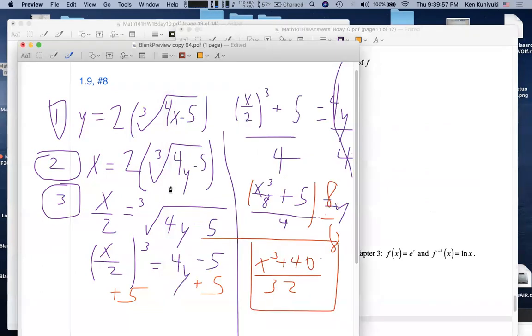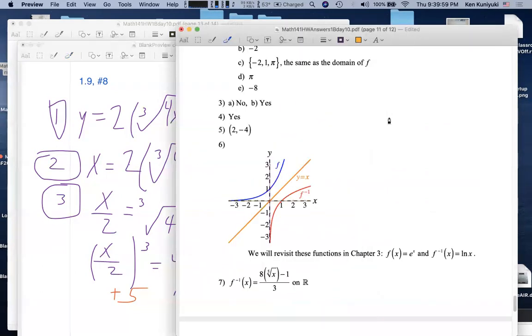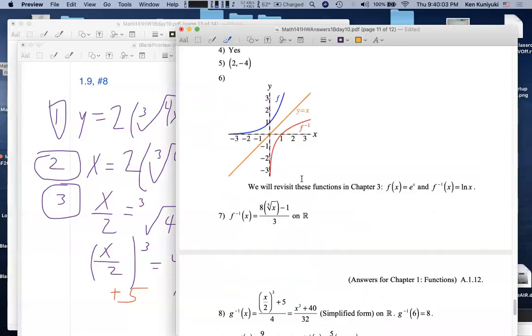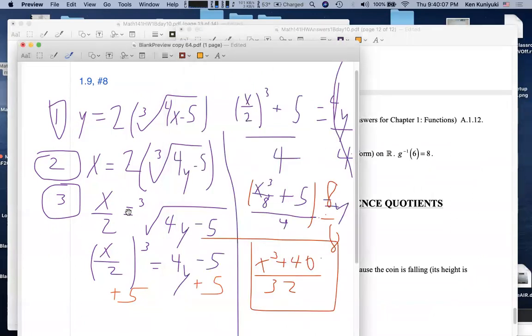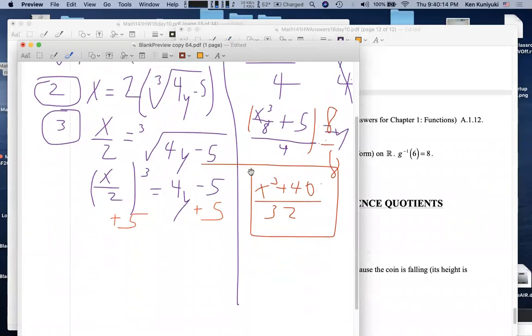All right, 8 times, wait. Yeah, x cubed plus 40 over 32, right. And what is this? This is f inverse of x.